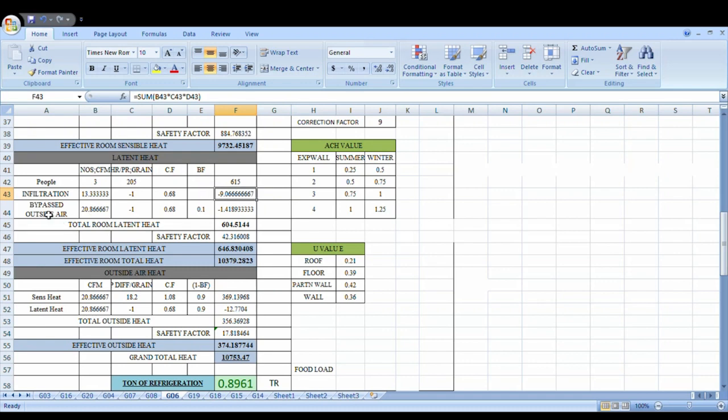And bypass outside air is this one, 20.86. The difference of humidity ratio is -1. This conversion factor is constant, 0.68. This bypass factor is also constant, 0.1. So if you multiply these values, you will get these values.